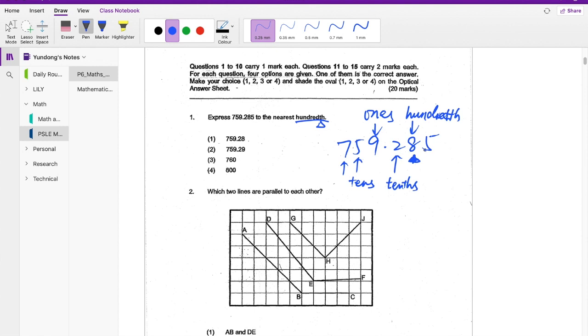Then we need to omit the numbers after the hundredths. We see that 5 is greater than or equal to 5, so this one becomes 9. So the answer is this one.